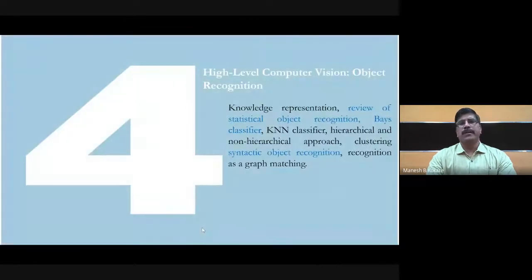As I told you, in this chapter, high-level computer vision and object recognition, we have finished knowledge representation. So in this talk, we'll be talking about a review of statistical object recognition and the Bayes classifier. I'll take it a bit faster because we have already studied these things in the machine learning part. I'll take it just as a review, and you already know the K-NN classifier and the hierarchical and clustering approaches. In our next lecture, I'll directly start syntactic object recognition and then recognition as a graph, right?